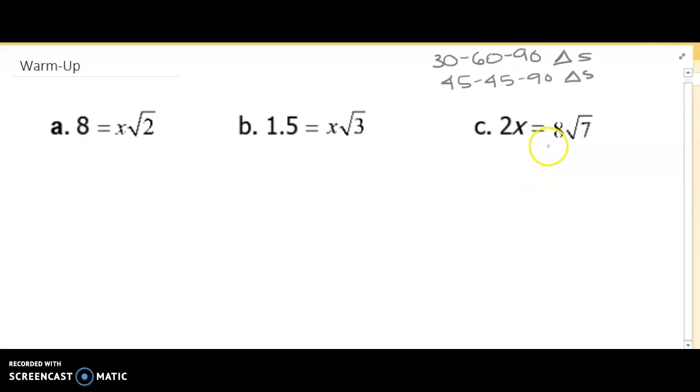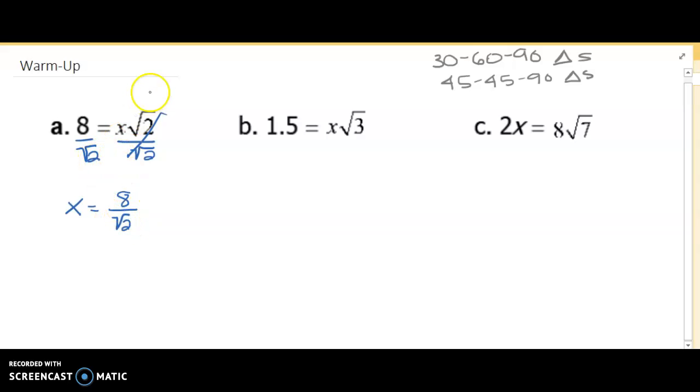But what I want to do first is just kind of go over how to do simple operations with radicals, because we will use this a lot. So I'll do the first one. It says 8 equals x square root of 2. So if we want to get x by itself, we would divide both sides by square root of 2. Okay, and what I'm left with is x equals 8 over square root of 2.